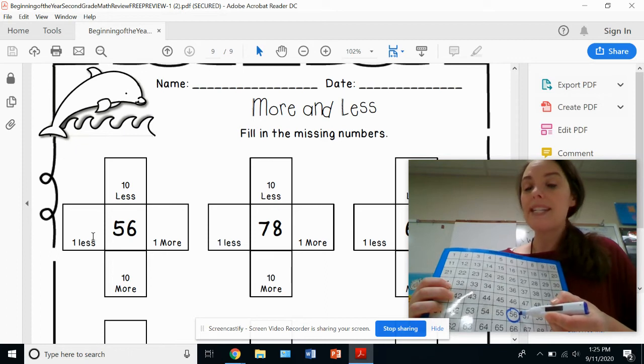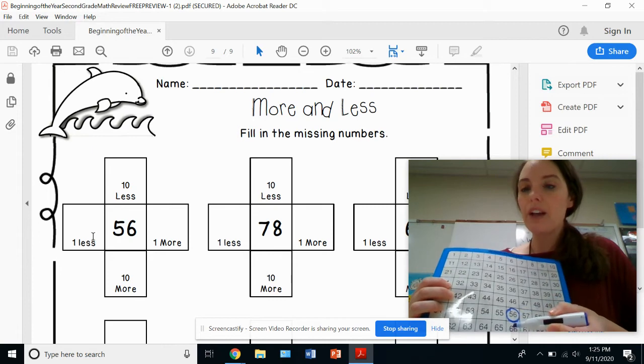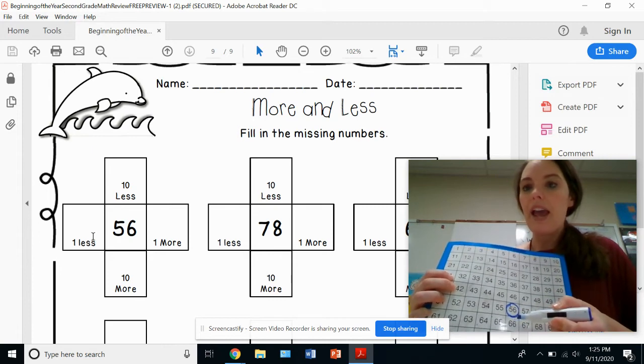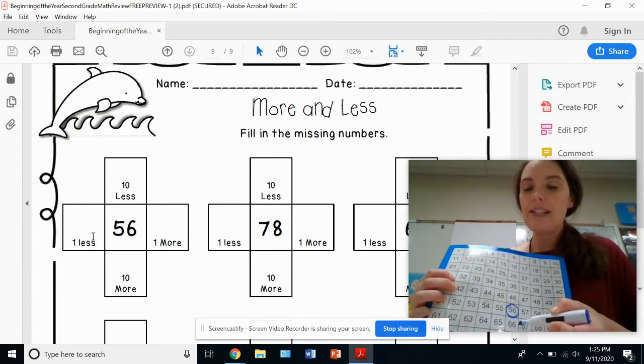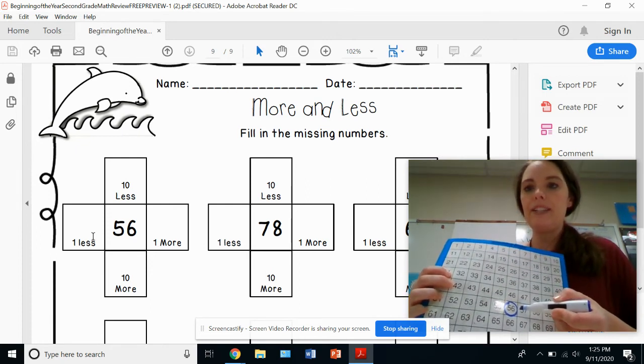Now I want to know what is 10 more. 10 more than 56 would be 56 plus 10. And to find that answer, I would move down the column. And I see that the answer is 66. I move back to my number of 56.